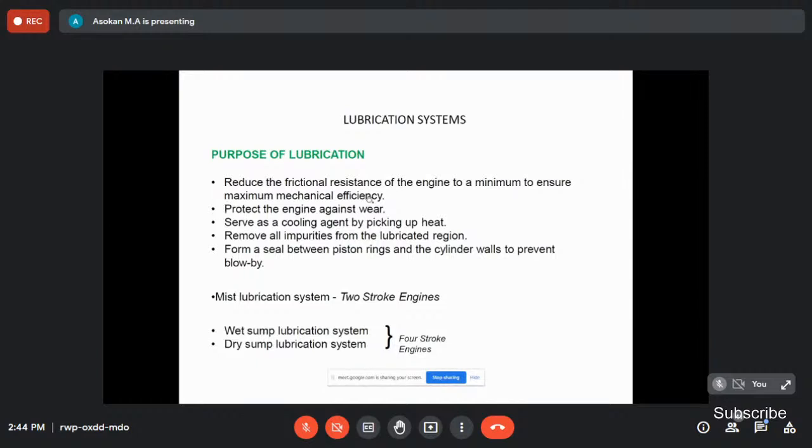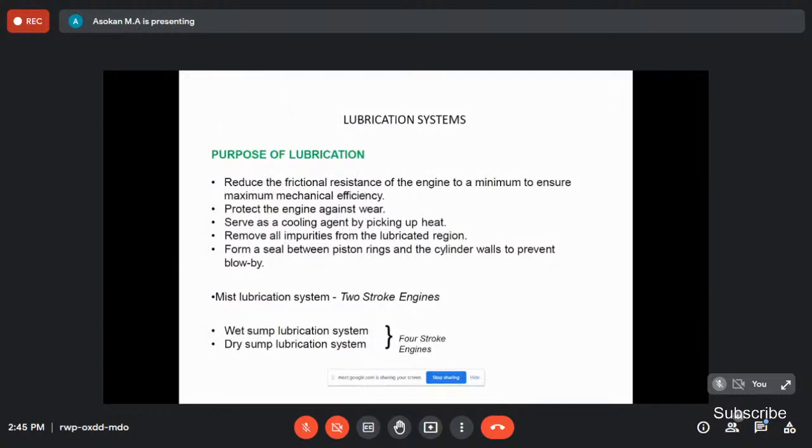We improve mechanical efficiency, protect the engine against wear, and serve as a cooling agent by picking up heat. Because of the circulating lubricant, it also acts as a coolant. It absorbs the heat generated during the conversion. It also removes all impurities from the lubricated region, and forms a seal between piston rings and cylinder walls to prevent blow-by. Right? So this lubricant forms the seal between the piston rings and cylinder walls.